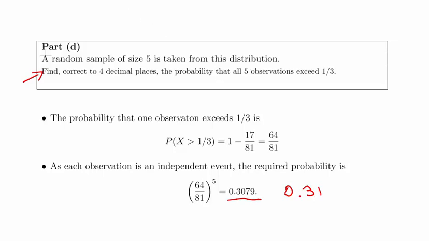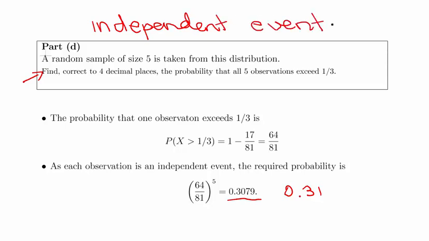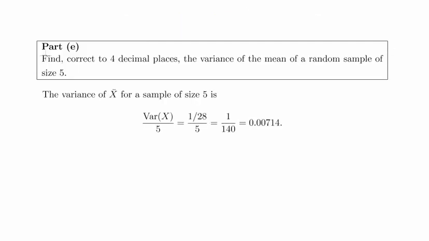So that's really independent events. That's what you're looking at there, independent events or repeated trials. Repeated independent trials. Okay, so the last part is, correct to 4 decimal places, find the variance of the mean of the random sample of size 5.